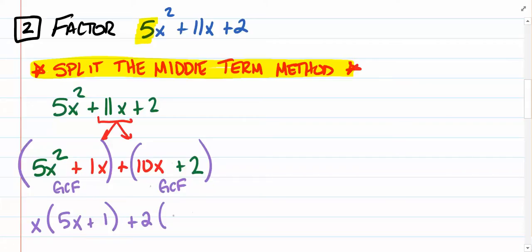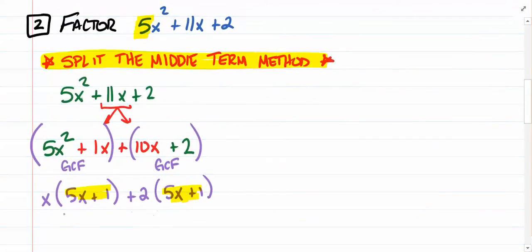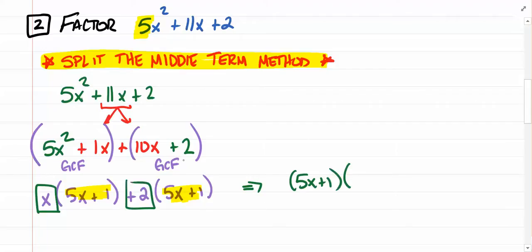And what does that leave me with? That leaves me with a 5x plus 1. Hopefully you're noticing something very important. Notice that I now have a common term between each of my factored pieces. So therefore, what I'm allowed to do now is pull out a 5x plus 1. So all of this is going to equal 5x plus 1 multiplied by the leftover pieces that I have factored out, x and plus 2.